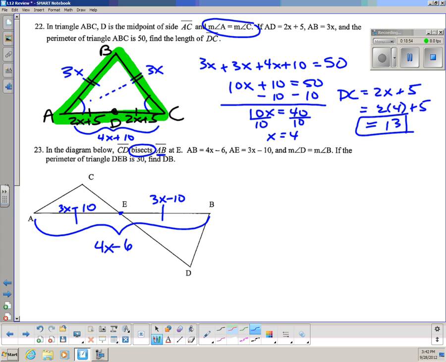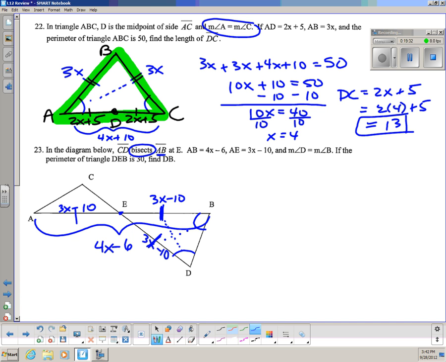And the measure of angle D is congruent to the measure of angle B. So I'm also going to notice there that triangle EDB is isosceles, and opposite the congruent angles, I find the congruent sides. So EB is marked off already, and I would also have to mark off side ED. So ED, since it's equal to EB, is also 3x minus 10. Do you see how I made conclusions there as we went along? Now it says that the perimeter of triangle DEB is 30. They want you to find DB.